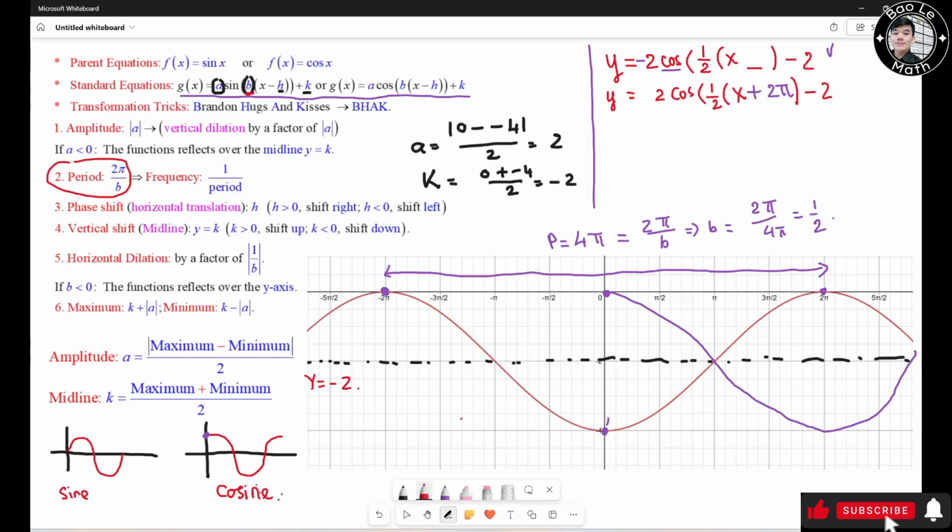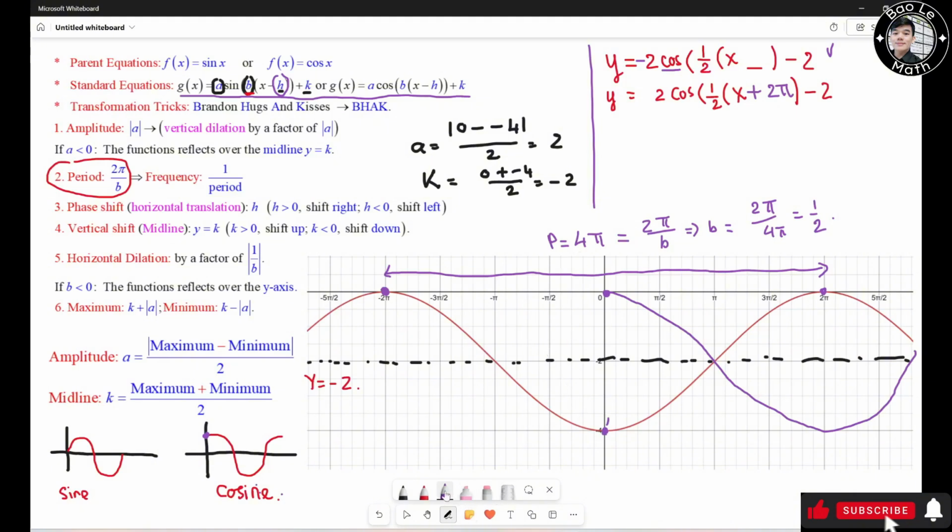Keep that in mind, A, B, and K should be the same. The only thing different is the phase shift, which is H right here. In this situation, we don't have the negative sign in front of A because the function does not reflect over the midline. It depends on how you start the function. So keep that in mind.